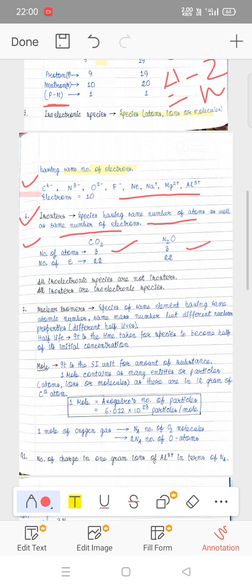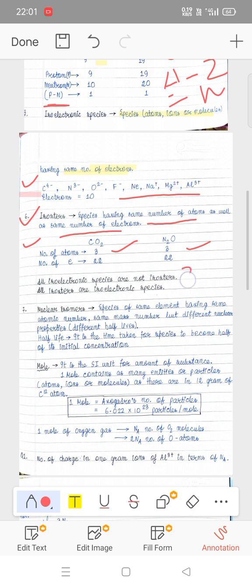Now the number of electrons. Carbon has atomic number 6, and oxygen has atomic number 8. So 8 into 2 is 16, and 16 plus 6 gives you 22. In case of N2O, nitrogen has atomic number 7, 7 into 2 is 14, and oxygen is 8, so 22.